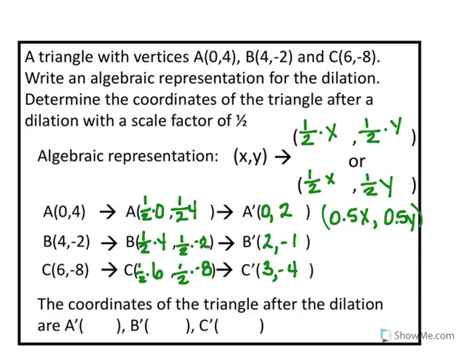So the coordinates of the triangle after the dilation are: A prime is 0, 2, B prime is 2, -1, and C prime is 3, -4.